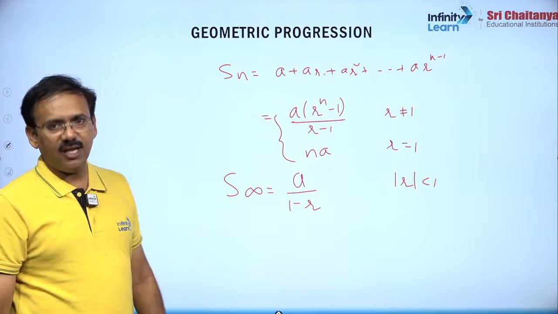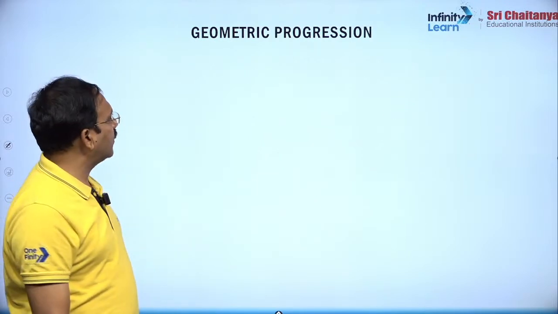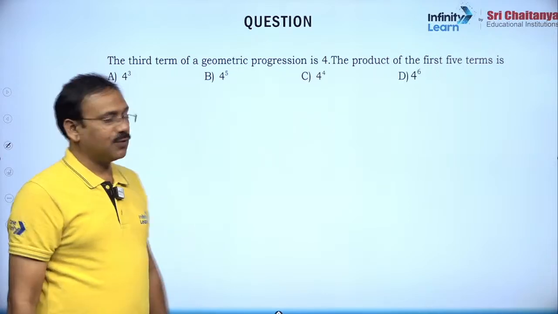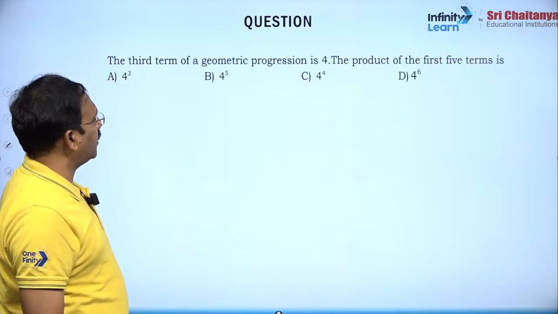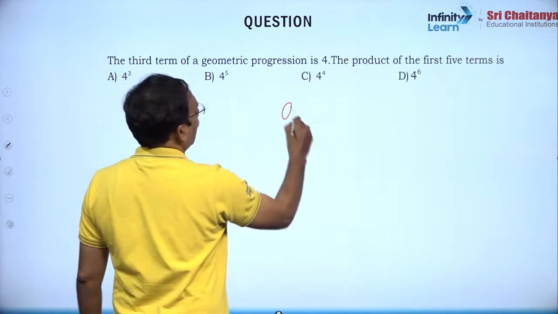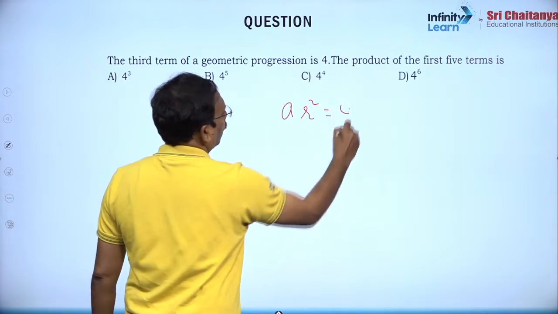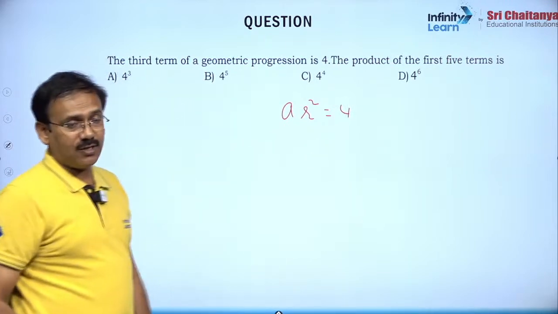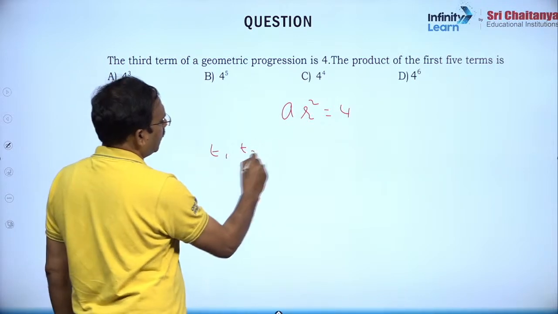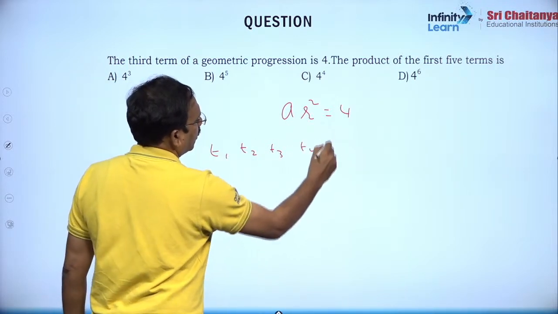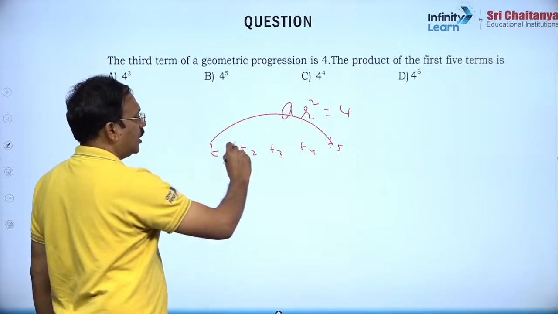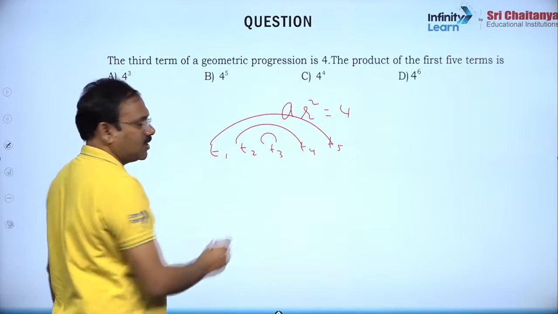This is S infinity. Now with the help of this we can start the problems in GP, my dear friends. Here the third term of a geometric progression is given as 4, and third term means AR square is going to be 4. The product of first 5 terms: if you take in a GP T1, T2, T3, T4, T5, T1 into T5 is same as T2 into T4 is same as T3 square.